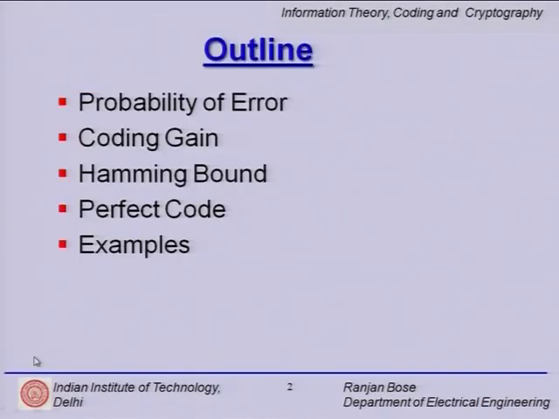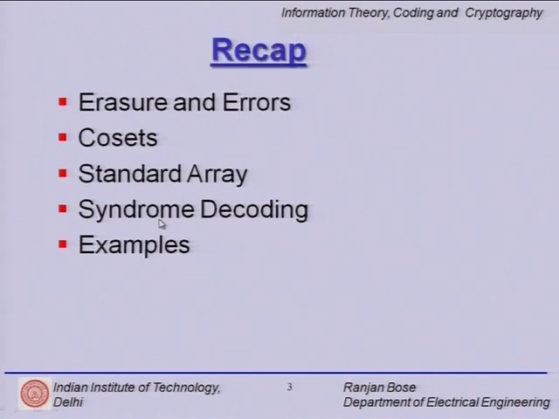Let's start with a brief outline of today's talk. We will discuss a very important and practical aspect of linear block codes, which is the probability of residual errors. We will also talk about coding gain. We look at the Hamming bound and the notion of perfect codes. But let's start with a quick recap of what we have done so far.